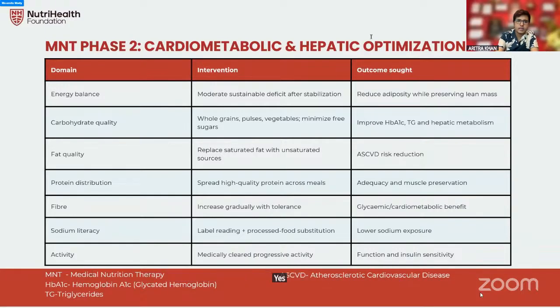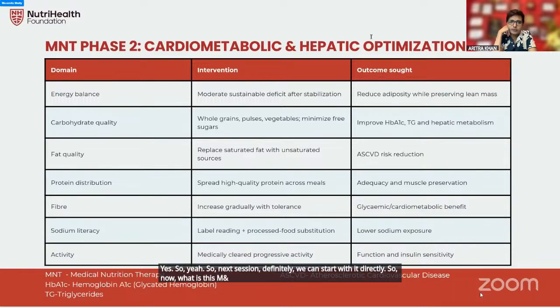So next session, definitely we can start with it directly. Now what is this MNT phase 2? The phase 2 is basically the cardiometabolic and the hepatic optimizations where the energy balance and the outcome sought is very, very important. What is the intervention? Moderate sustainable deficit after stabilization. That is very important. And the carbohydrate quality, we can go for the whole grain cereals instead of the refined carbohydrate. We can go for a good amount of the pulses, vegetable, and minimize free sugars.